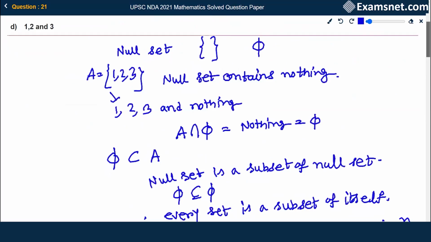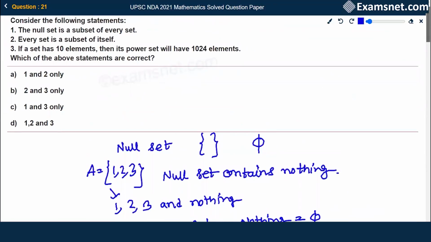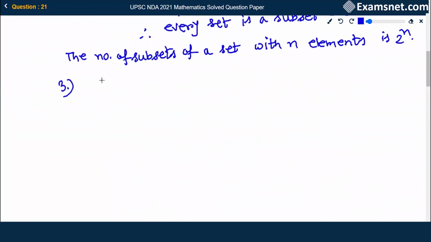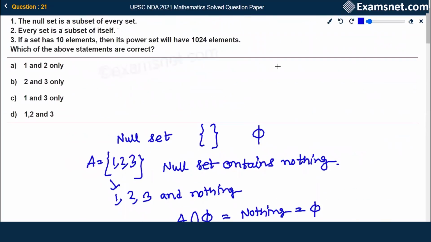Here how many elements are there? 10 elements are there. So from 3 we can write, if n equals 10, then the power set will have how many elements? 2 to the power 10 elements. So 2 to the power 10 will give us the value 1024. So here all three statements are true. So we can mark option D. Statements 1, 2, and 3 are correct.